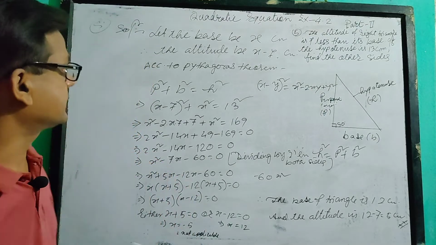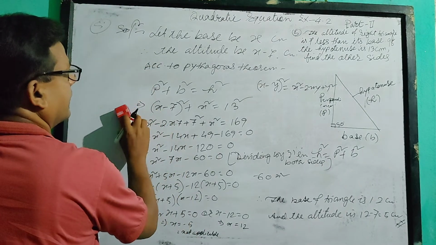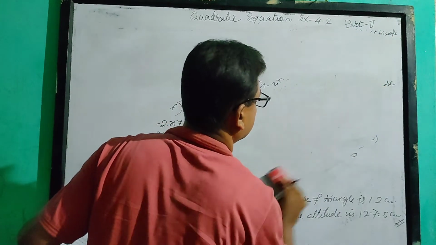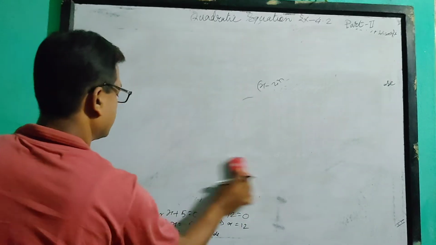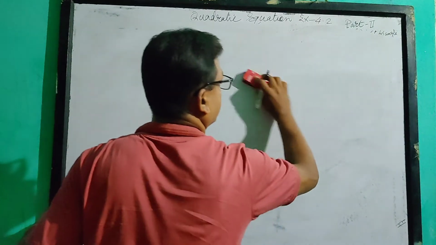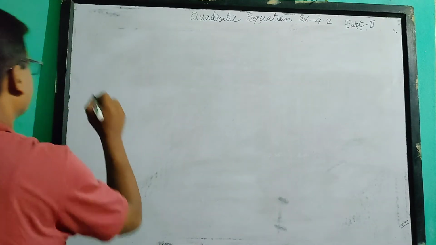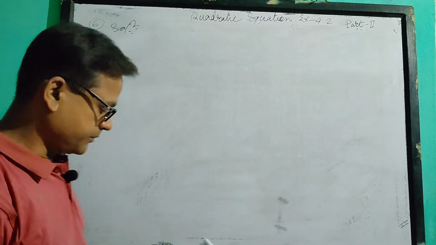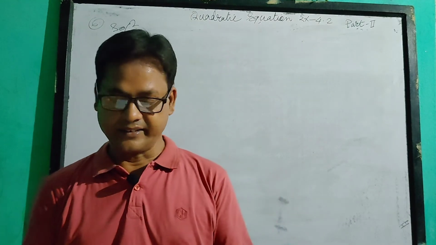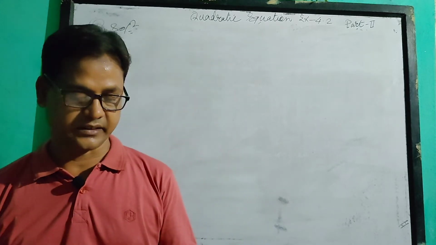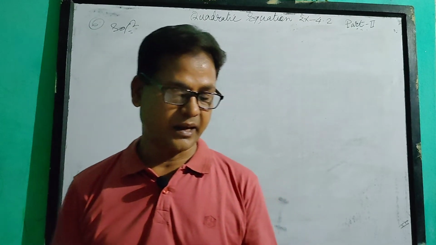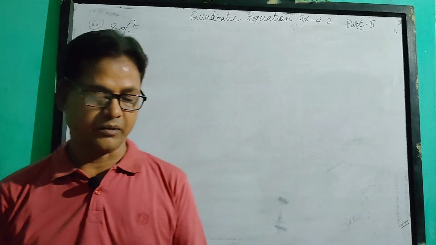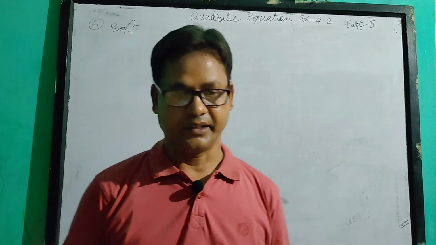ये एक्सरसाइज नेक्स्ट आपका क्वेश्चन नंबर 6. सॉल्यूशन ऑफ क्वेश्चन नंबर 6 में क्या दिया? में दिया हुआ है a cottage industry. What? A cottage industry produces a certain number of pottery articles. What? A certain number of pottery articles in a day.